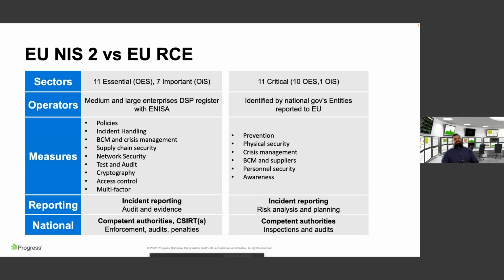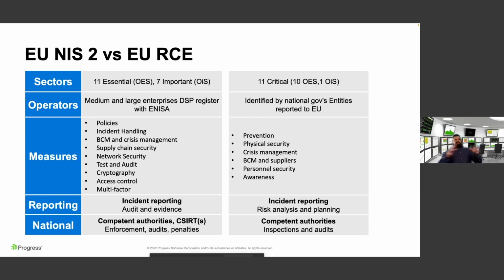The difference between the measures is described really clearly. The NIS directive is more about cybersecurity, like policies, incident handling, business continuity management, supply chain security, network security, cryptography, access control, multi-factor, and so on. And the critical measures are more about physical security, prevention, crisis management, and so on. Awareness, for example. But reporting is all about the incident reporting for both of them.